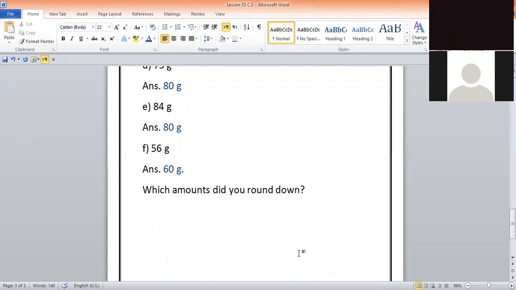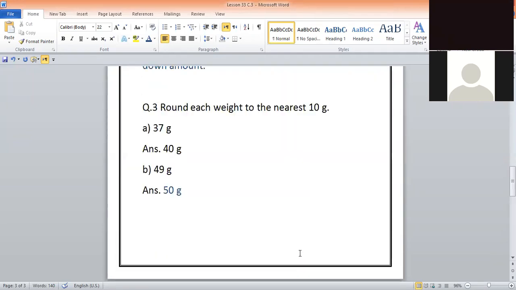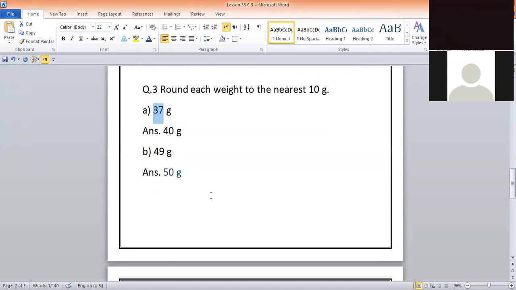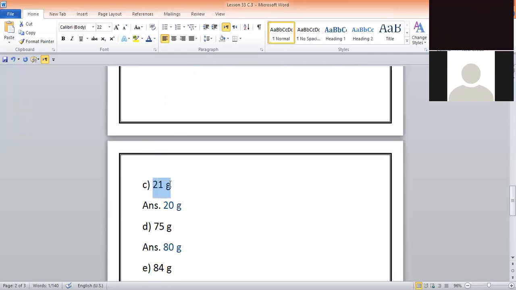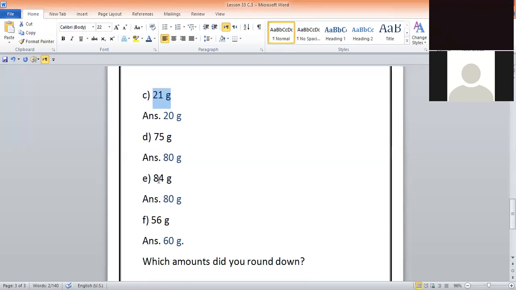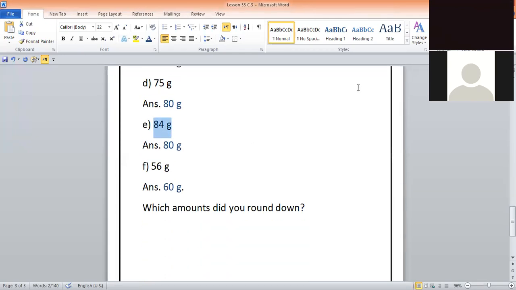Okay, guys. The next, which amounts did you round down? This is very easy. You just have to check the amounts. This is 37, but when you round it off, it becomes 40 gram. This was 49, but when you round it up, it becomes 50. 50 is more than 49. 21 gram is now 20 gram after rounding off. So you rounded down 21 to 20. This is also 75. It is now 80. 80 is more than 75. 84 is also less, but it was 84 and it is now 80 gram. So can you tell me which two amounts are rounded down?